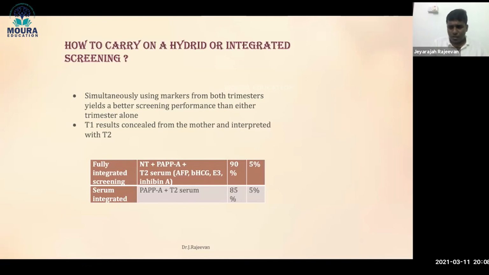Can you see again, when is the hybrid screening done? So the hybrid screening is, we are doing some screening in first trimester, we are doing some screening in second trimester. Then we are integrating both. We are assessing with two screenings. Say for example, I will tell you in an easy way. Now I want to check whether Sanjeevan is a good person or not.